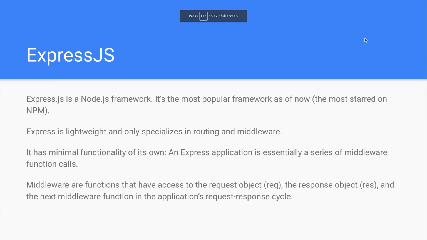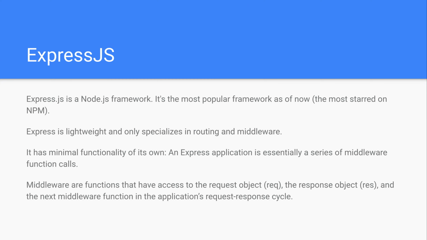So Express is a Node.js framework, and it's actually the most popular Node.js framework as of now. It is the most starred on NPM. The particularity of Express compared to other frameworks in other languages, for example, like Symfony and Laravel for PHP, like Spring Boot for Java, or Core for .NET, is that it has minimum functionality of its own. It doesn't do much. All Express does is handle two things: middlewares and routing.